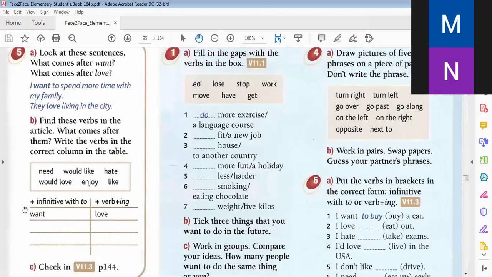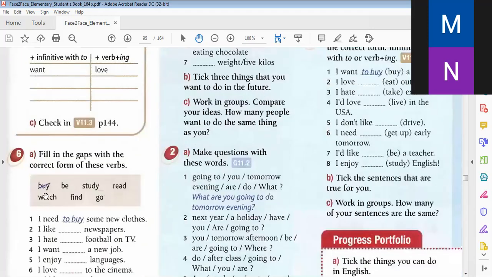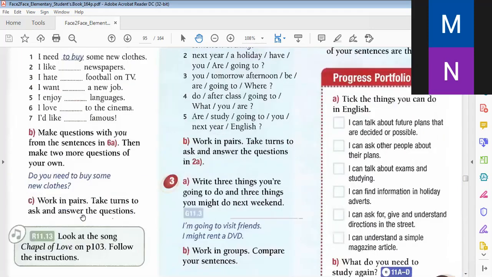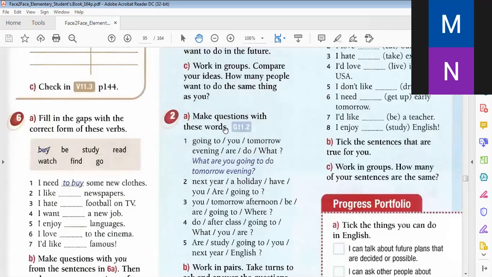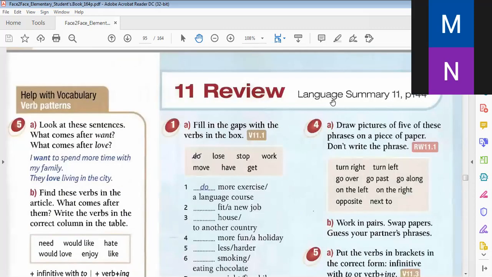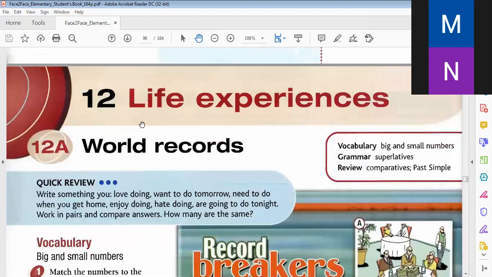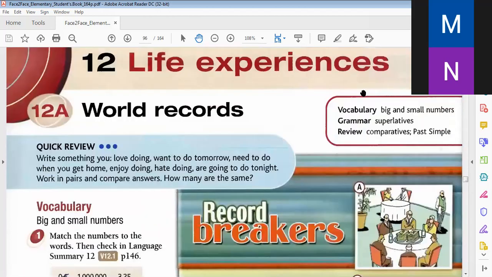This is when you have two verbs together. What do we use after the first verb? Do we use the infinitive with to, or do we use ing? We'll talk about this, and then we'll do an exercise, and we can also finish the review of Unit 11, and then we can start with the last unit.